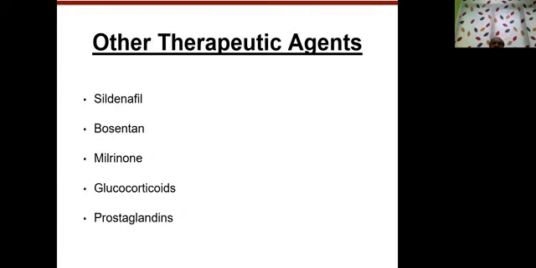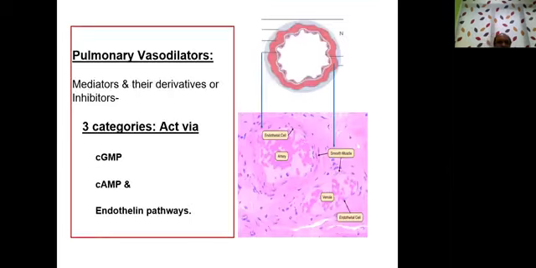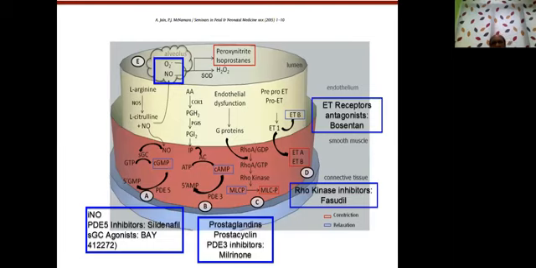Now, what are the other therapeutic options which are available to manage PPHN? We have a few drugs which have been commonly used. These drugs are sildenafil, bosentan, milrinone, glucocorticoids, and prostaglandins. These drugs basically act on the pulmonary vasculature, and they act at the cyclic GMP level, cyclic AMP, and endothelial pathway, either by mediating them or their derivatives, or they inhibit. The next slide shows at different levels where they act.